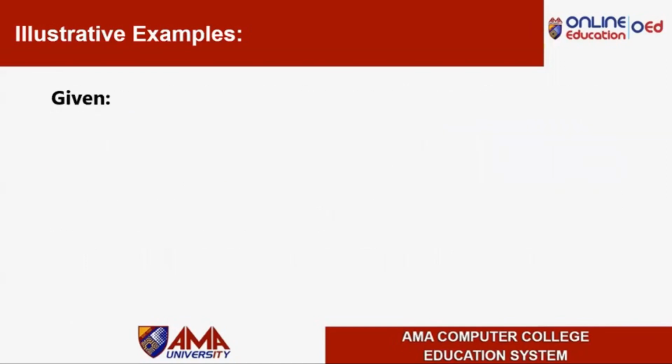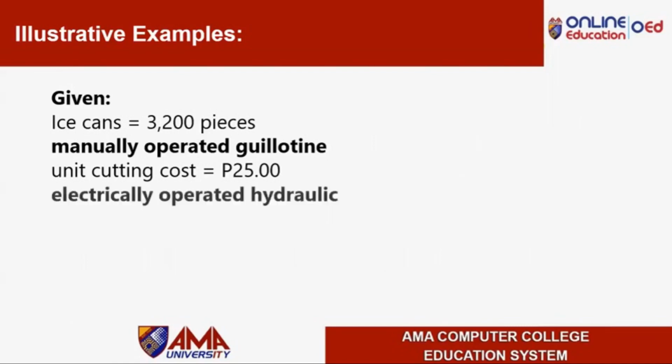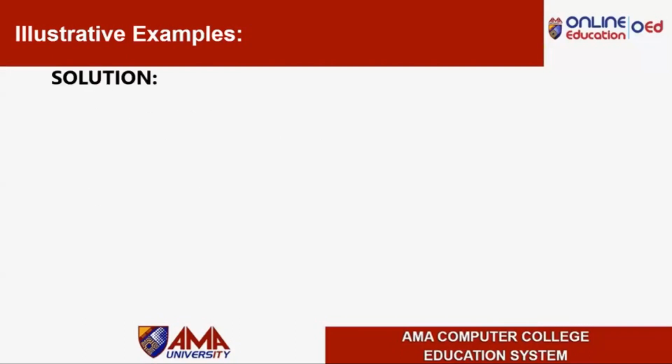Okay, again, what are the given? We have the ice cans, which is 3,200 pieces. The manually operated guillotine unit cutting cost equals 25 pesos. Then for the electrically operated hydraulic guillotine, if Mr. Cruz will buy it, the price equals 275,000. But it will cut the unit cost by 30%. So we will now be answering the question: how many months will Mr. Cruz be able to recover the cost of the machine if he decides to buy?